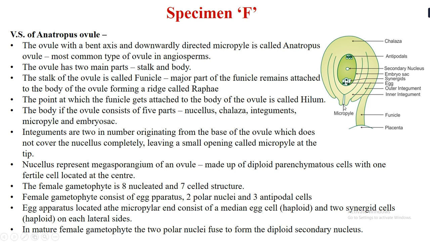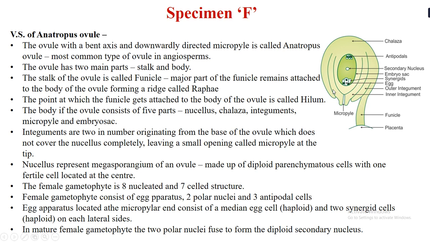The stalk of the ovule is called the funicle, and the major part of this funicle is attached to the body. It forms a raphe. The point at which the funicle gets attached to the complete body of this ovule is called the hilum. So this part over here is called the hilum.